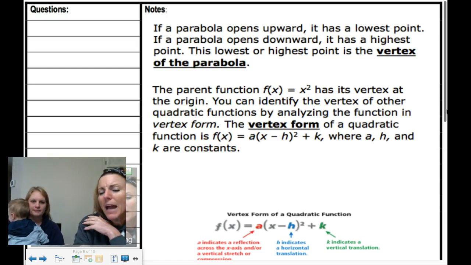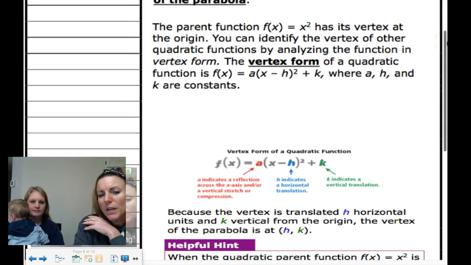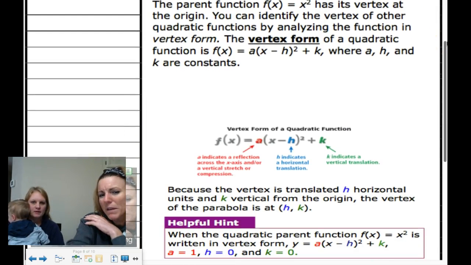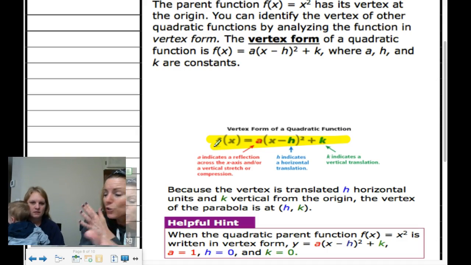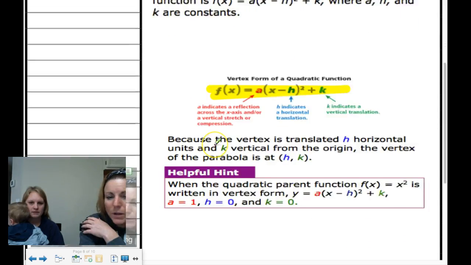Do you see where it says vertex form? Maybe highlight this one down here. The vertex form is what you're going to use in this part of the lesson. So again, A is your stretch or your compression. H is your right or left, opposite of what you think. And K is your up or down. That's all I want to talk about.